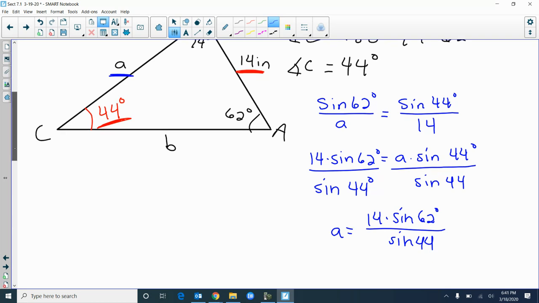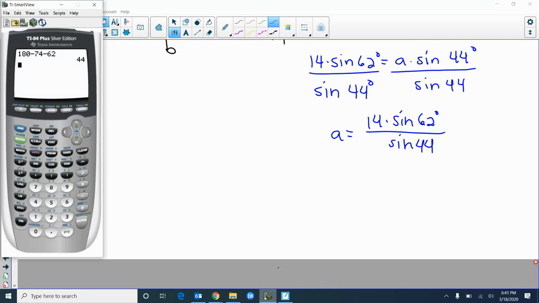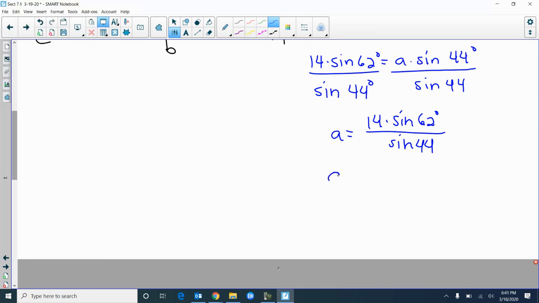And I'm just going to use my calculator and make sure I'm in degrees, which I am. And I got 14 times sine of 62, and then I take that divided by sine of 44. Okay, I'm going to go to the nearest tenth here. So 17.8. So A is 17.8 inches.